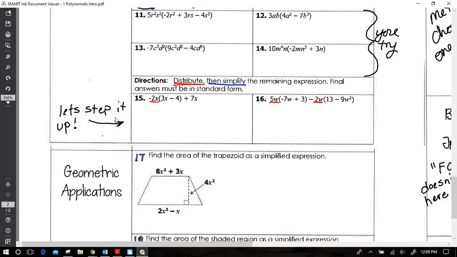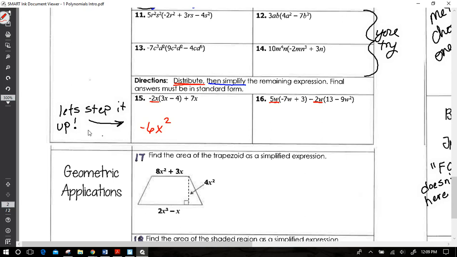In number 15 and 16, I'm going to step it up a little bit. We are not only going to need to distribute the monomial in, we will then need to simplify. So this is going to be a two-parter, okay? I'm going to start with distributing first. Negative 2 times 3 is negative 6. x times x is x squared.